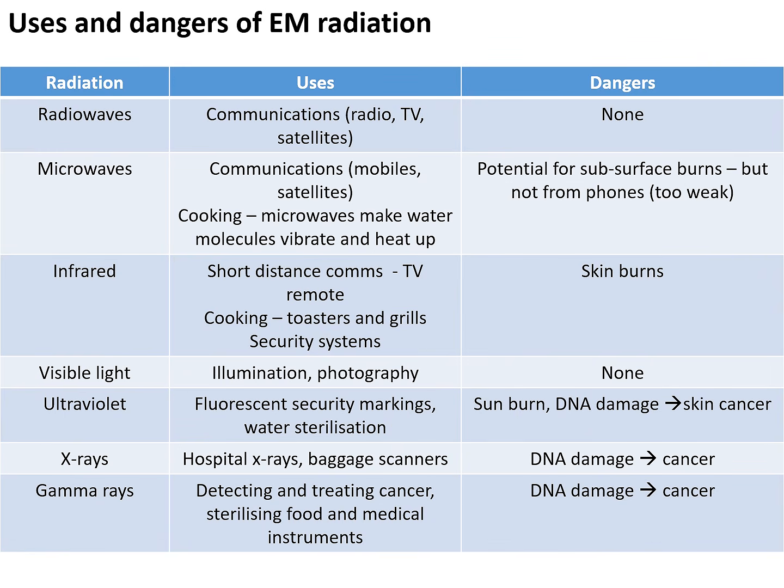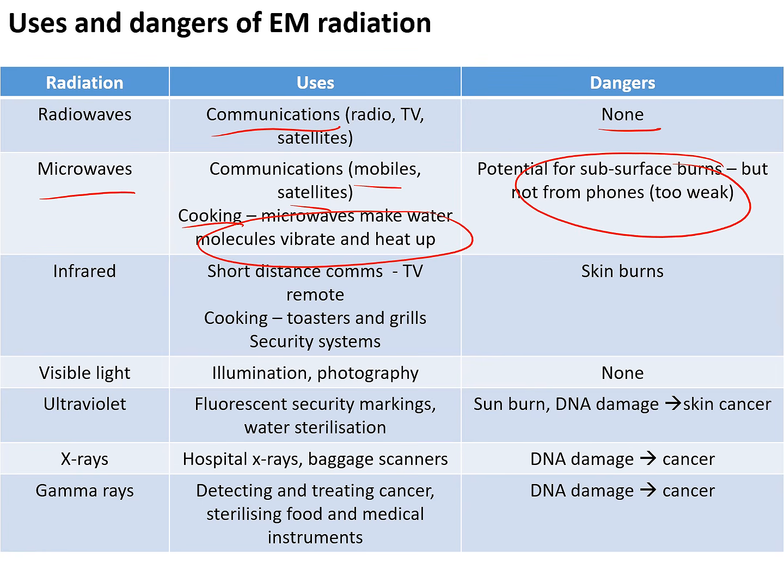Radio waves are used for communications, and they are not at all dangerous. Microwaves are used for communications, mobiles and satellites, and used for cooking food because they make water vibrate. They have a potential to cause subsurface burns. Infrared is used for short distance communications like TV remotes. It is also used for cooking food, so in toasters and grills, and for infrared security cameras. It can cause skin burns.